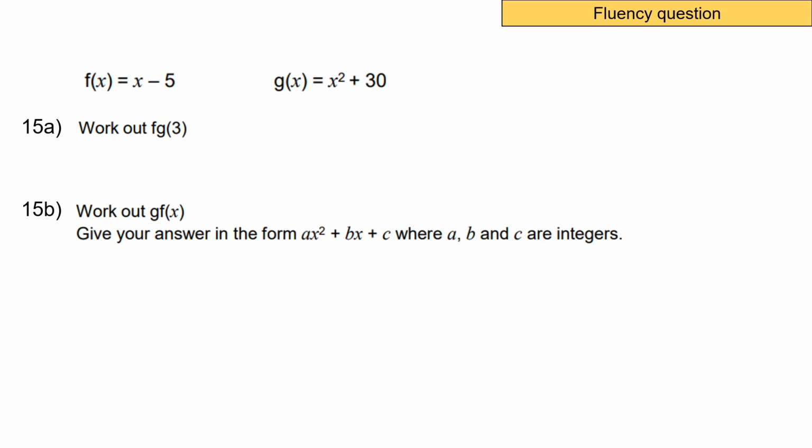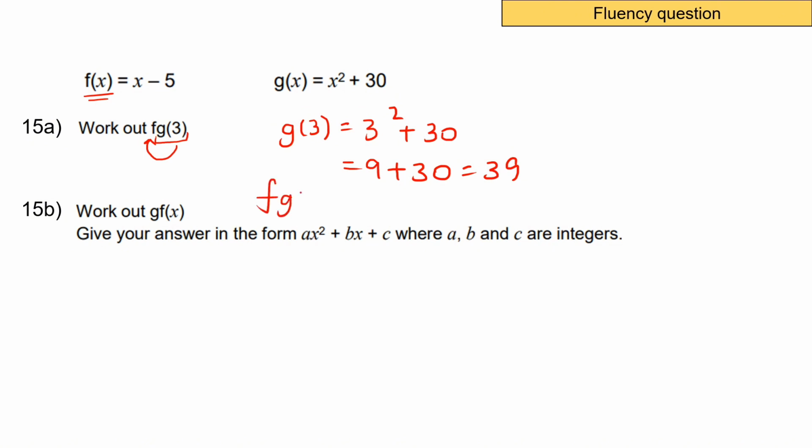We've got f of g of 3. With these type of questions, what we need to do is find out g of 3 first and then substitute that back into the x value of f. So g of 3 is going to be 3 squared plus 30. 3 squared is 9, plus 30 is 39. And 39 will be substituted back into f. And f of g of 3 therefore becomes 39 take away 5, and that is 34.